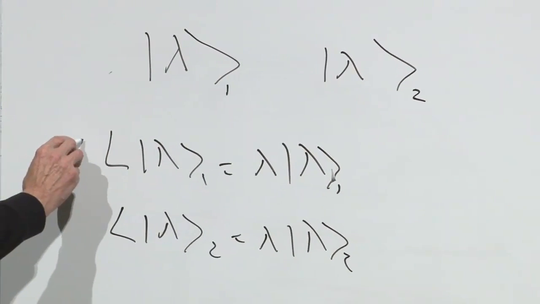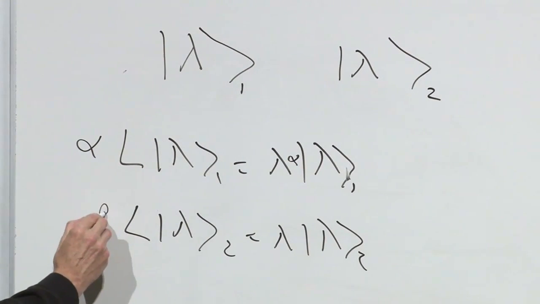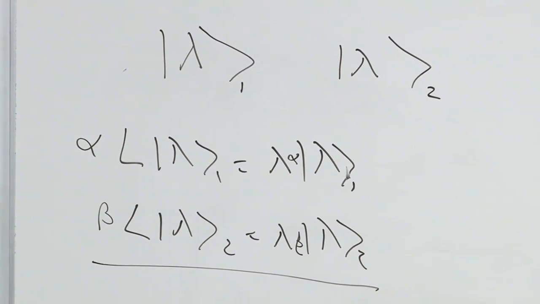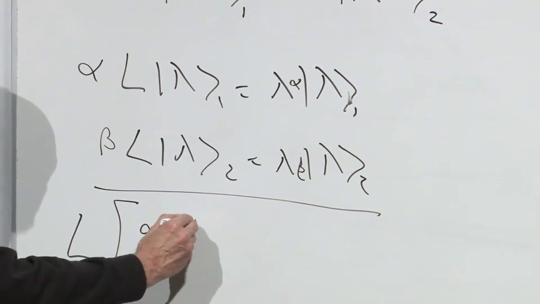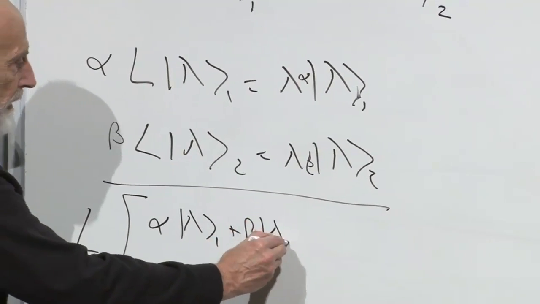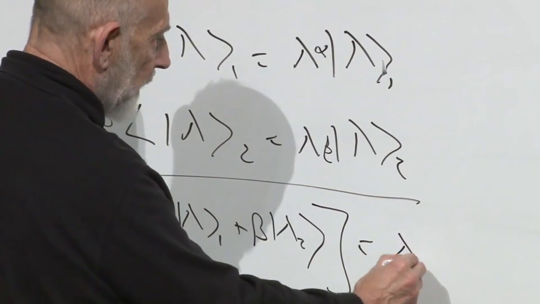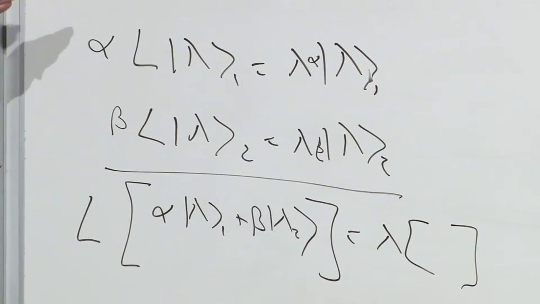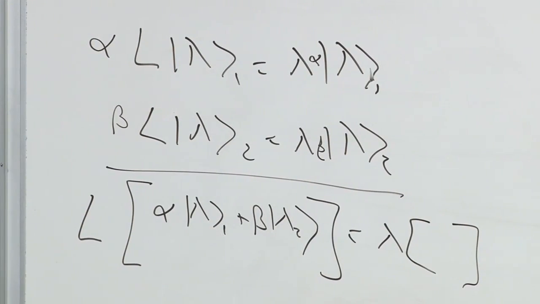Multiply this by any complex number alpha, this one by any complex number beta, and add the two equations. What you find is that L on the linear combination, alpha lambda 1 plus beta lambda 2, is equal to lambda times the same thing as in the bracket here. In other words, if you have two eigenvectors with the same eigenvalue, you can add them with arbitrary coefficients, and they remain eigenvectors.